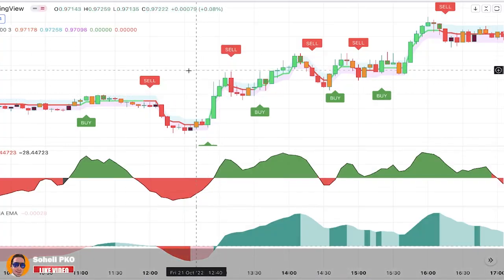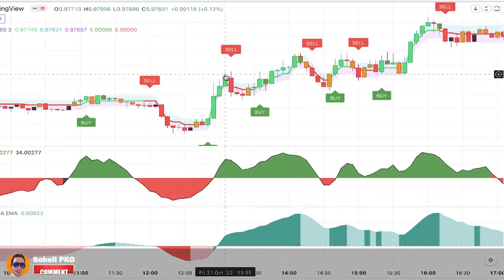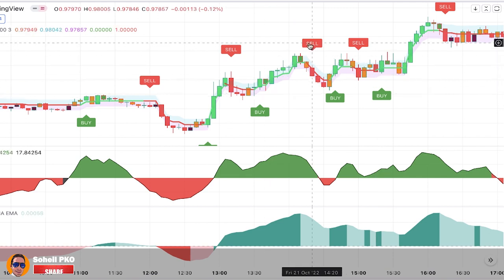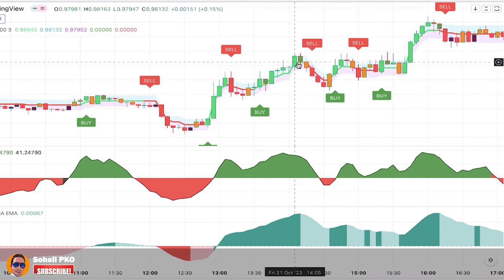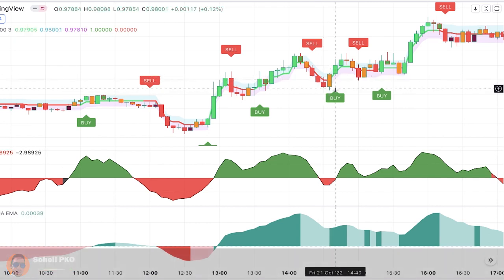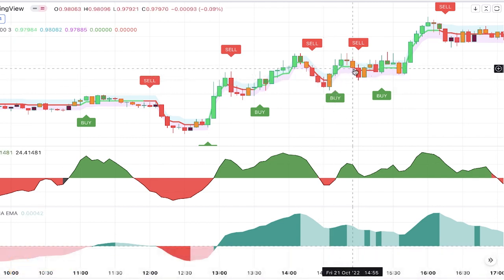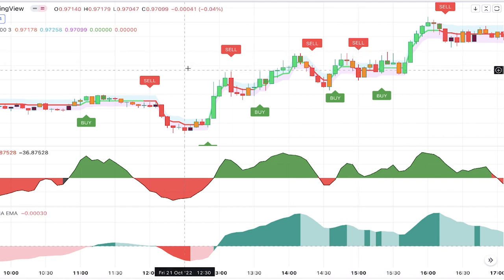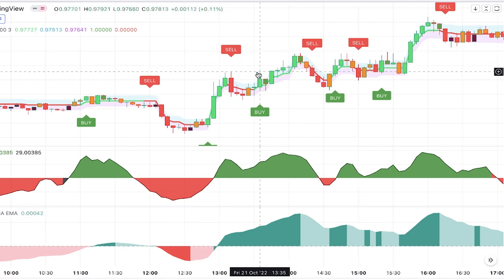Alright, as you can see, this indicator range filter gives us some buy and sell signals. Actually, the signals are given based on this middle line that you can see here. When the middle line turns to green, it's a buy signal, and when it turns to red, it's a sell signal. If these are distracting for you, you can simply clear them in the settings.